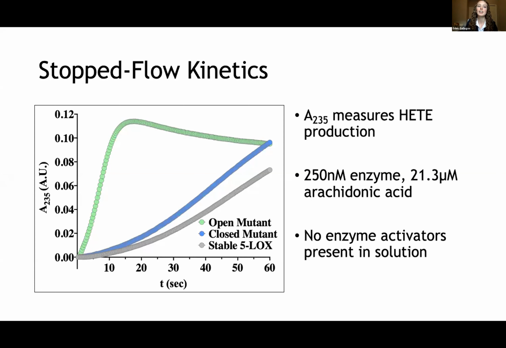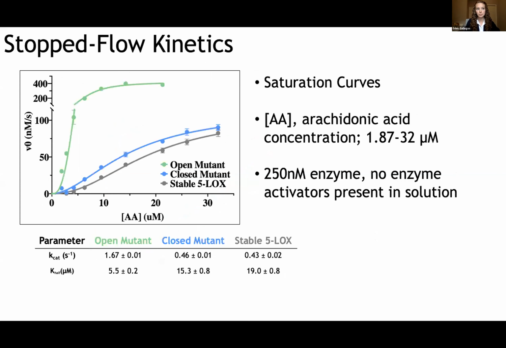Second, concerning the linear steady state activity, the open mutant exhibited a sharper slope, which coincides with a larger initial velocity of HD production. Our interpretation of this data supports increased access to the catalytic site for the open mutant, which is consistent with our open 5-LOX model.